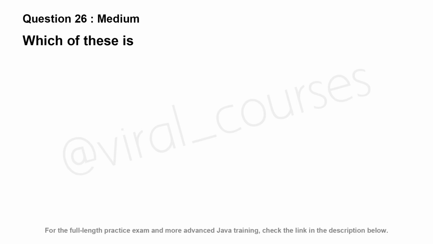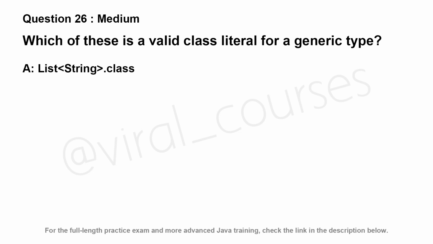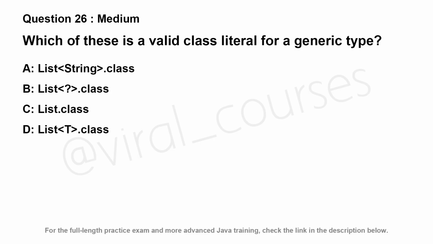Which of these is a valid class literal for a generic type? Option A. List<String>.class. Option B. List<?>.class. Option C. List.class. Option D. List<T>.class.